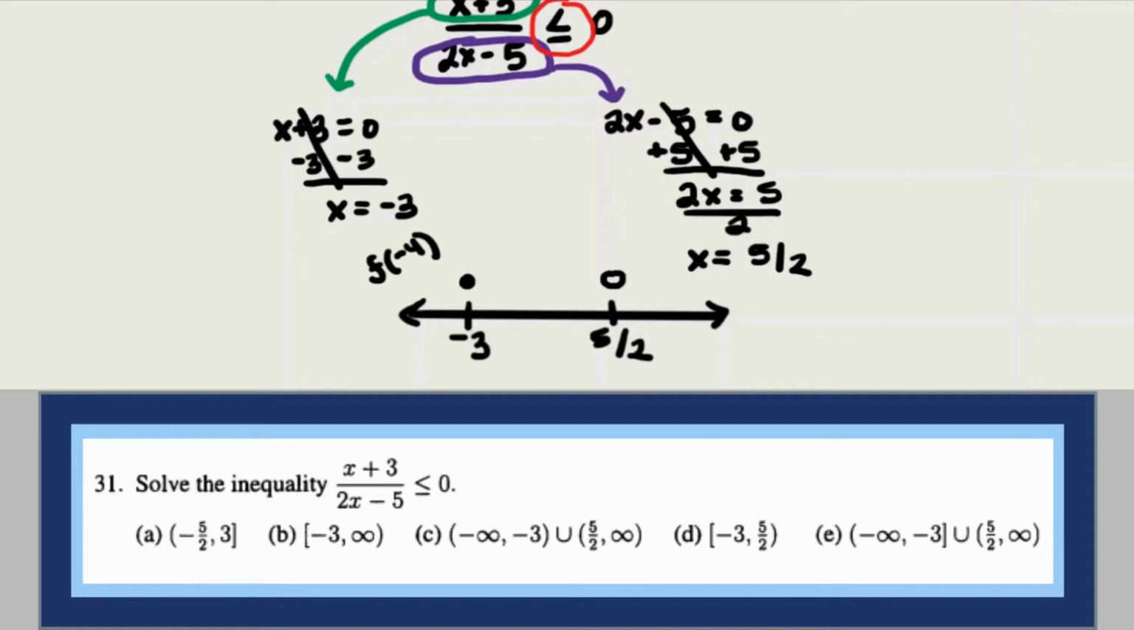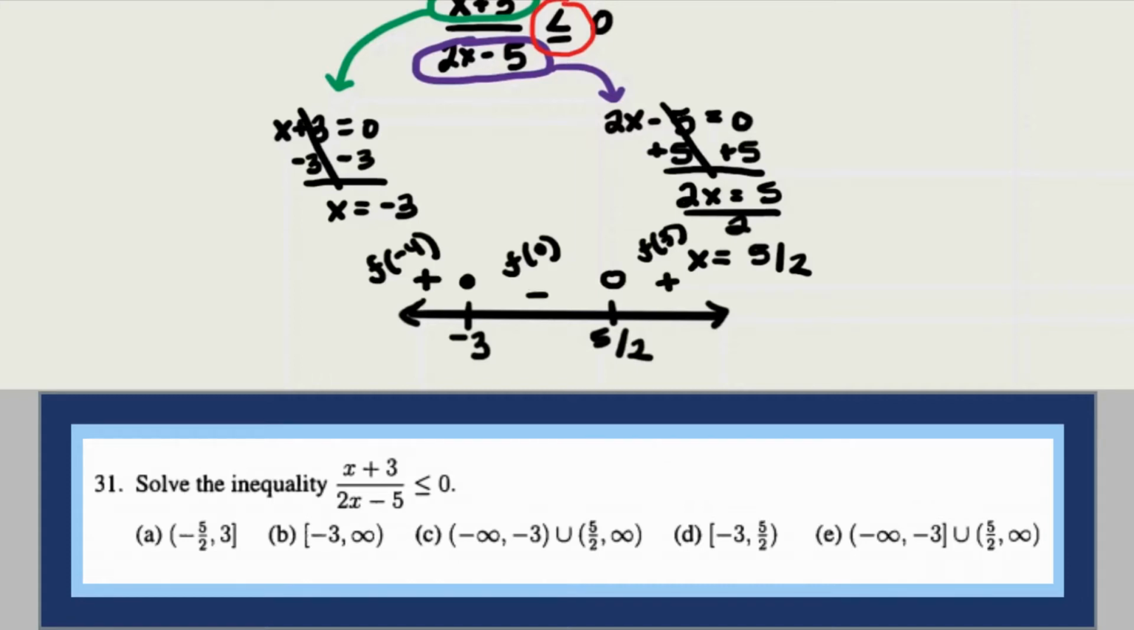A value between negative 3 and 5 halves would be f of 0. And then we're going to test f of 3. And we're just going to see if those values are negative or positive. So I'm going to test those real quick. Basically, you're just going to plug these values, negative 4, 0, and 3, into our inequality, x plus 3 over 2x minus 5. And you're just paying attention to whether those values are negative or positive.